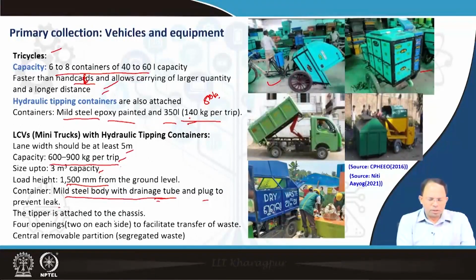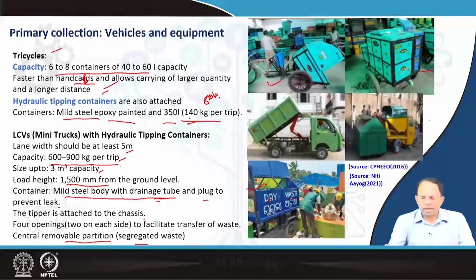The tipper is attached to the chassis, and there are 4 openings, as you can see over here, on 4 sides. This usually helps people put in the waste directly. There is also a central removable partition, so that segregated waste can be carried, like dry waste and wet waste in different partitions.